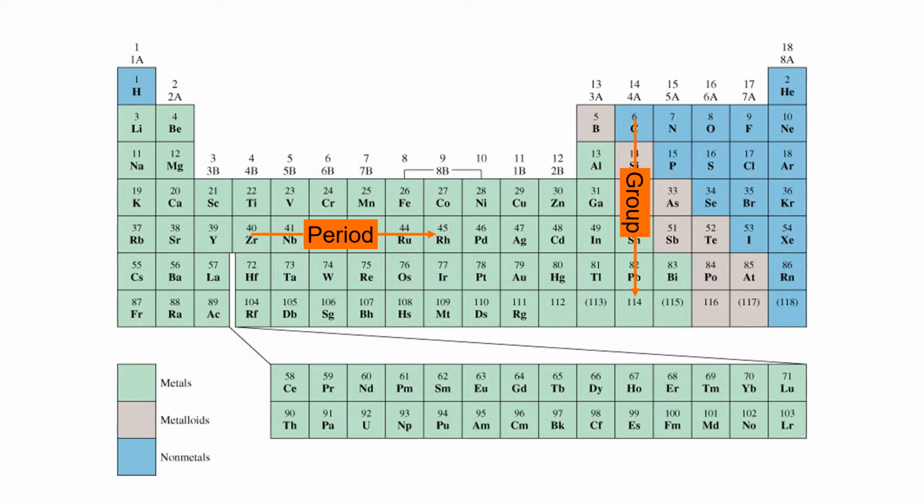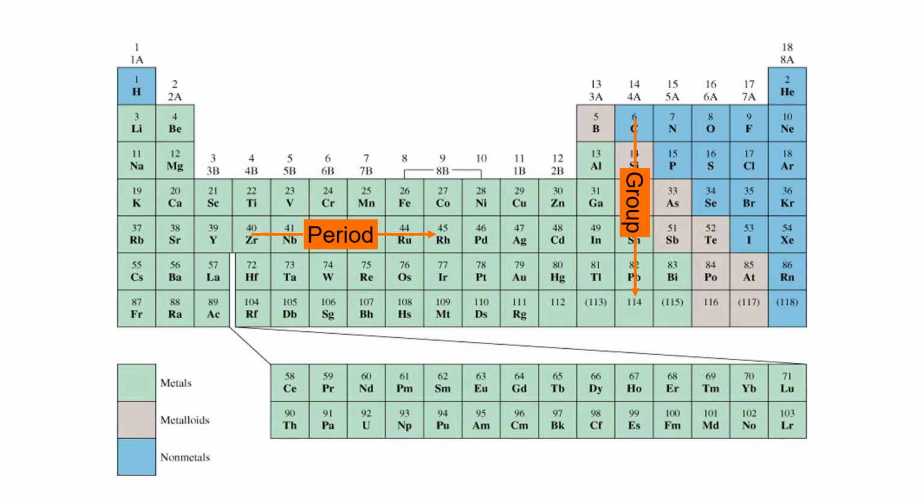Some of these families have names, and you are going to be responsible for that name. Another aspect of the elements in a group or a family is that they have the same number of valence electrons, thus they have the same electron configuration in their outermost energy level. And because they have the same number of valence electrons, they have similar chemical properties.